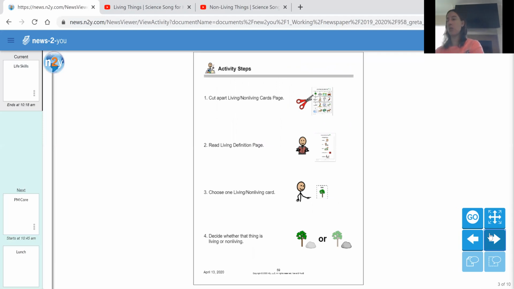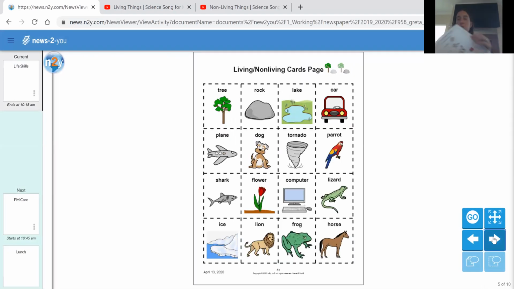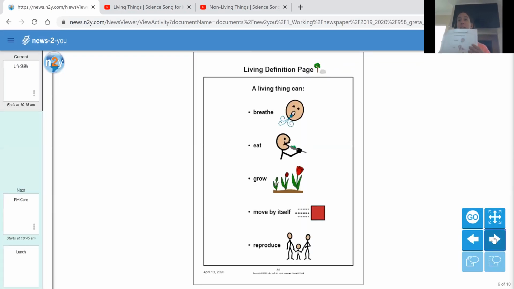Then we're going to read the definition, this page right here, of what a living thing is. This is what we're going to cut out. Parents can cut it out, or you can work on your cutting skills. This is the living definition page. We just watched a short video that shows you that air, breathing, eating, growing, moving, and reproducing are all kinds of living things. So make sure you put this beside your chart so you can look at it and reference it, okay?